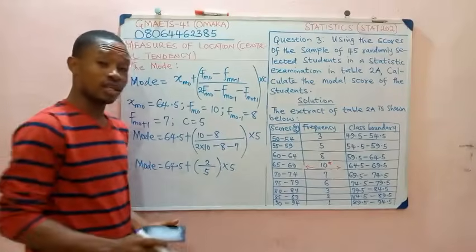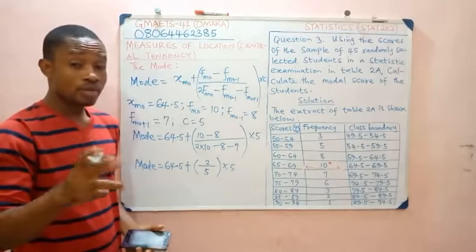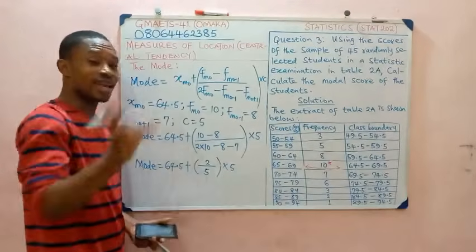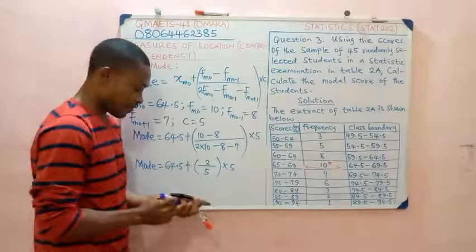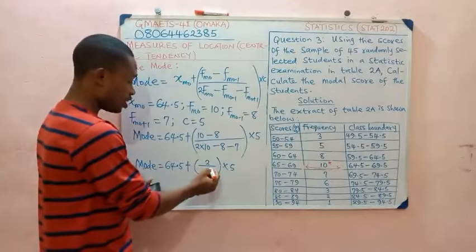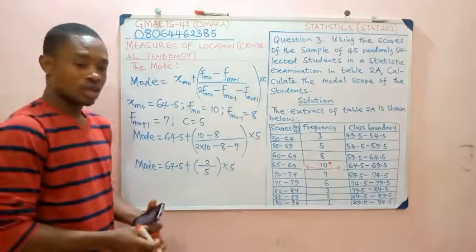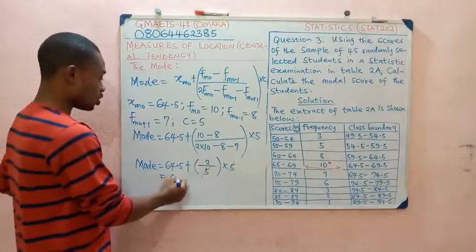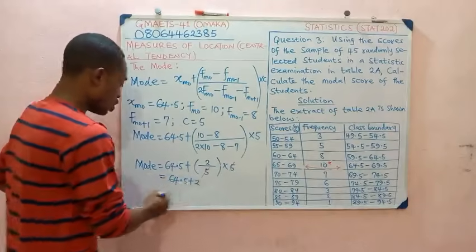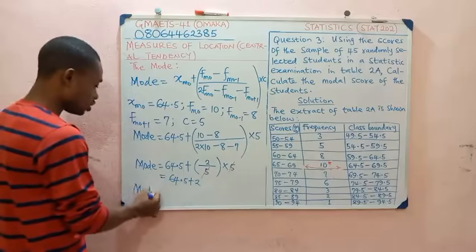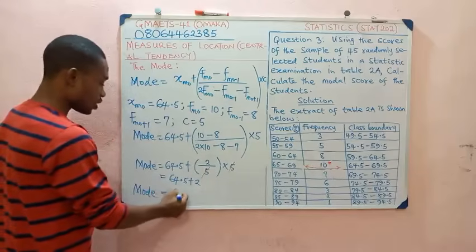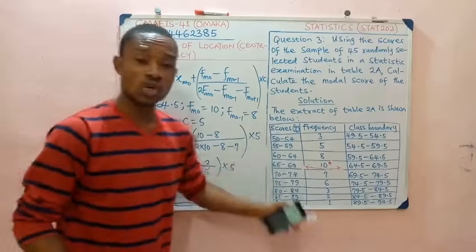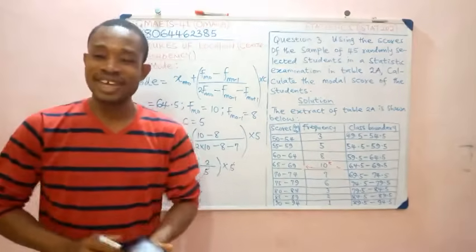Do you know that mathematically? Remember, you must follow the rule of BODMAS. So this plus 64.5 is the last thing you need to do. Coming over here, this 5 will cancel this 5 if you seek to open up the bracket. So you'll be left with 64.5 plus 2. So 64.5 plus 2 will give us the mode by calculation for this problem to be equal to 66.5. Of course, it's going to be in percentage because the scores of the students were given in percentage.